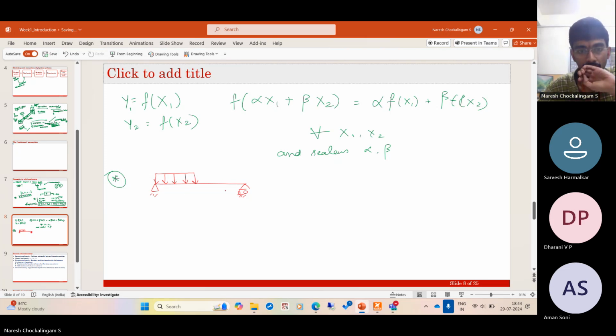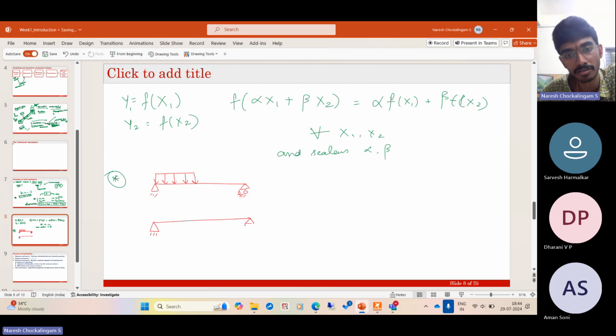Right? Now, suppose, let me tell you the total. Suppose we don't have... so here the idea is not to solve structural analysis problems. Here the idea is to look at the concept of linearity. Suppose we have the solution for this, right? Suppose we have the solution for this.